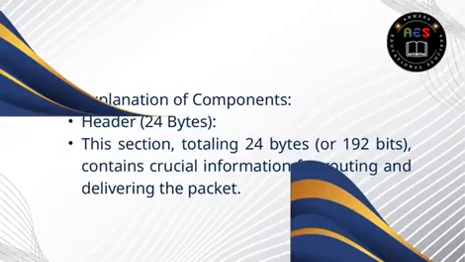These 24 bytes hold key details that guide the packet through the network, ensuring it reaches the correct destination efficiently. Understanding this header is fundamental because it underpins the entire process of data transfer and communication across networks. It's the backbone that keeps everything organized and on track as the packet moves from sender to receiver.